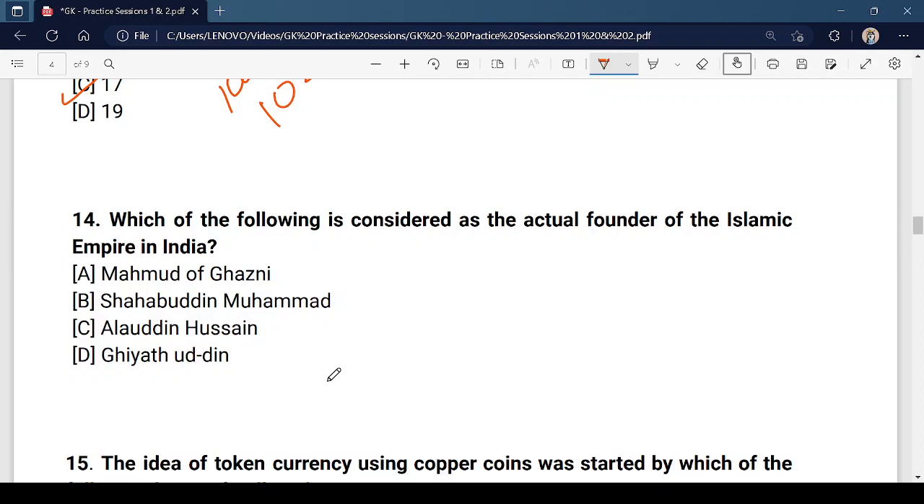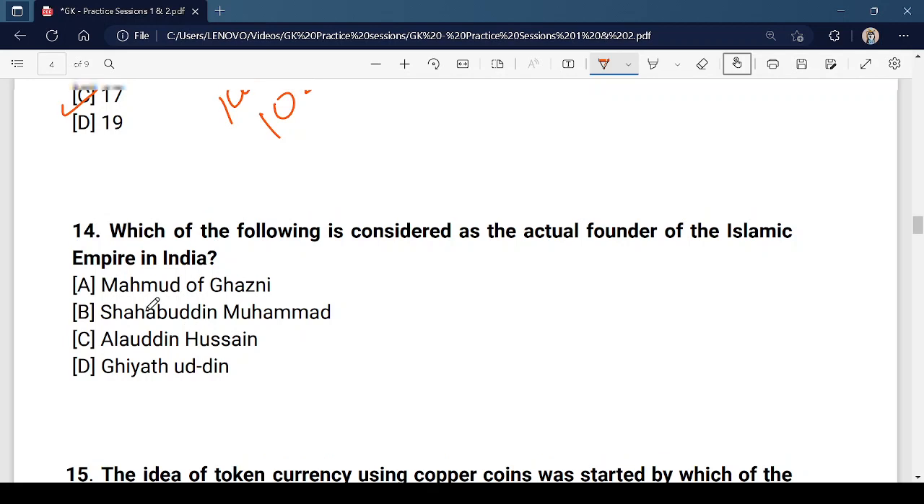Which of the following is considered the actual founder of the Islamic Empire in India? Who is called the real founder of Muslim rule in India? Muhammad Ghazni, Shahabuddin Muhammad, Alauddin Hussain, or Ghiyazuddin? The right answer is B, that is Shahabuddin Muhammad.